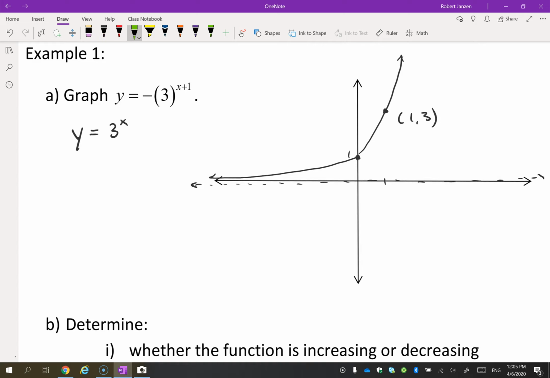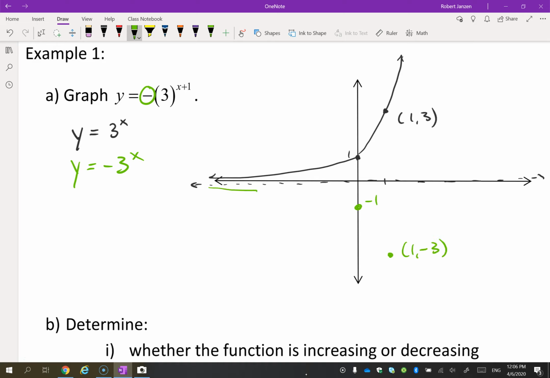Okay, what are the transformations? Well, there's a negative in front. What does that do? What would that do to the graph? Well, that's outside. It's not attached to the x, right? It's attached to the y. So it's going to be a vertical flip. So this 1 becomes negative 1. And 1, 3 becomes 1, negative 3.